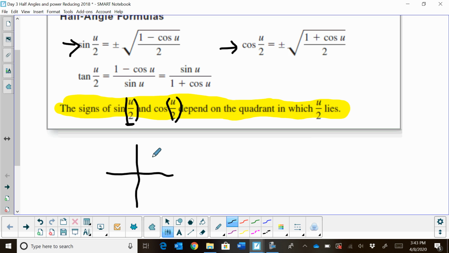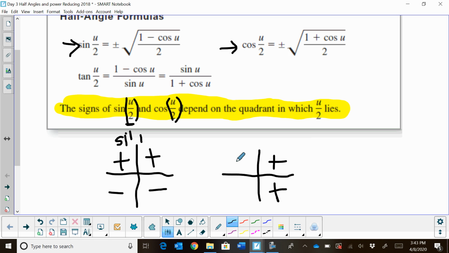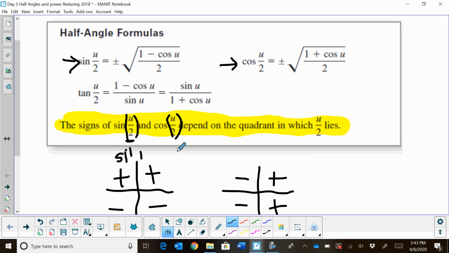Sine is positive in quadrants 1 and 2. Sine is negative in 3 and 4, because remember, sine is your up or down direction. Cosine is positive in quadrants 1 and 4, and it's negative in quadrants 2 and 3, because it's your left-right direction. So that's how you can tell. Wherever these half angles fall, that's what your sign is going to be.